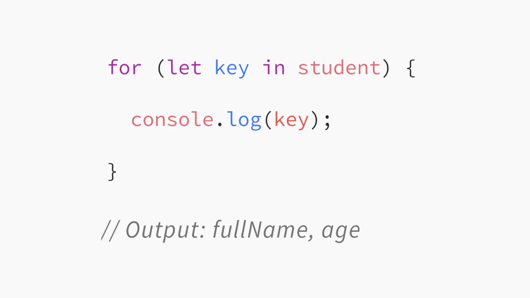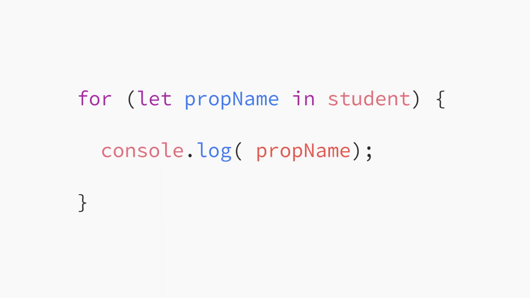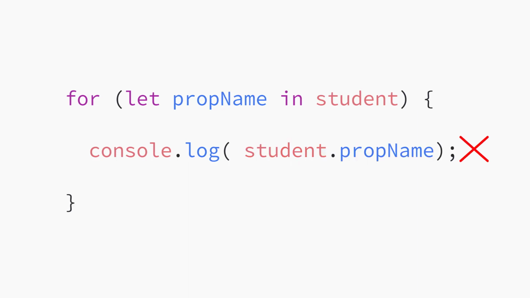For example, let's say you display the value of each key to the console. This will display all the property names to the console, in this case, full name and age. The word key here is only a variable name, so that means you can name this propName or whatever you'd like. Now, this gives you access to the key names only. So how do you get to the actual values associated with each key? Well, you can't use dot notation in this case. For example, this will not work, because this would try to access a property that's literally named propName.